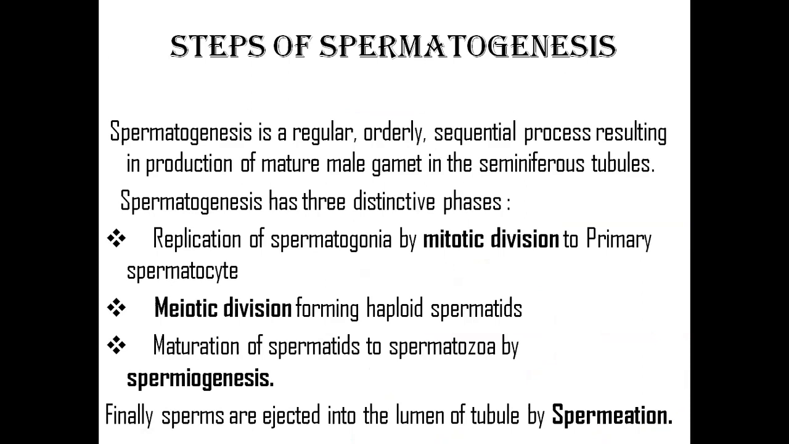and then definitely these spermatids have to undergo a huge amount of processing and maturation to develop spermatozoa, and this process is known as spermiogenesis. So after this meiotic division, there is no further division, neither meiosis nor mitosis, but there are maturation and differentiation of spermatids to spermatozoa, and this process is known as spermiogenesis. And finally, the sperms are ejected into the lumina of the tubule by spermiation, and here is the active role of Sertoli cells in this spermiation.